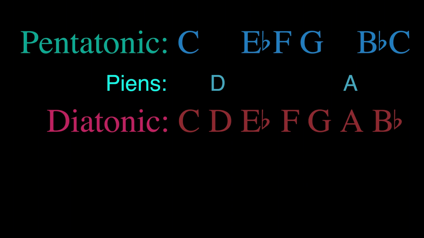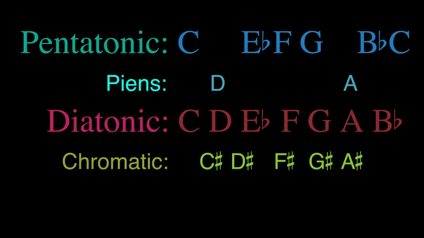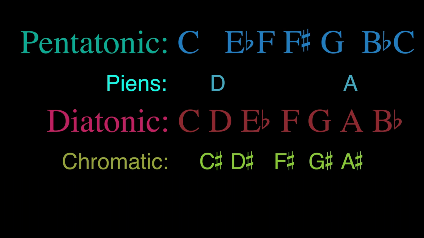To add a note between the 4th and 5th, we would need another level in our hierarchy, one that placed half steps between all of the notes. We could call this level chromatic. We could take one of these chromatic pitches, F sharp, and place it between the F and the G to create a blues scale. This is one of the most common modal shifts in all of popular music.